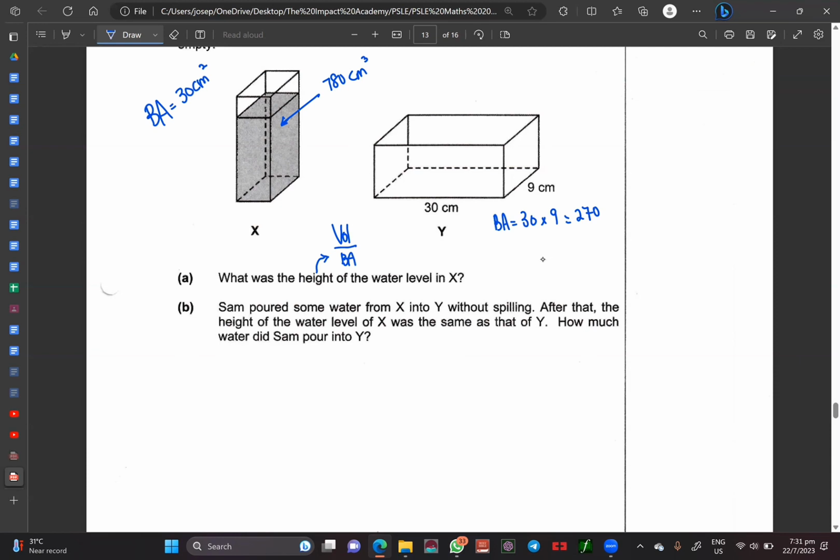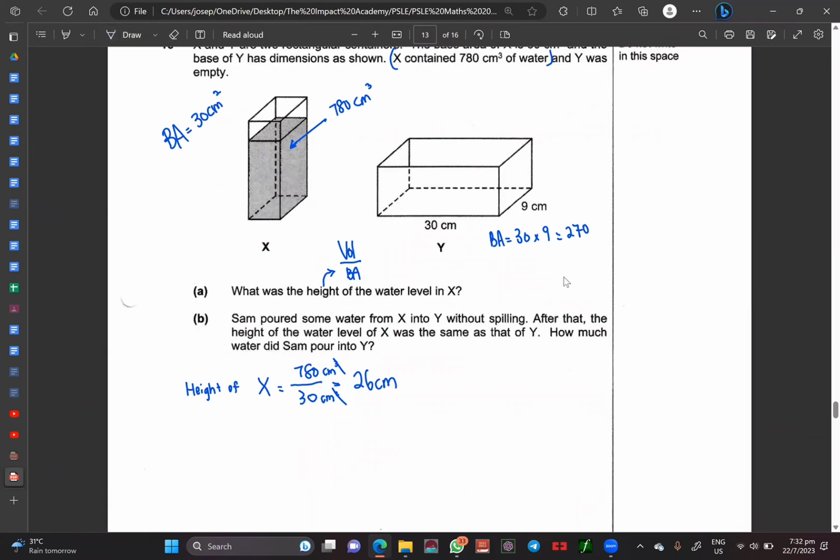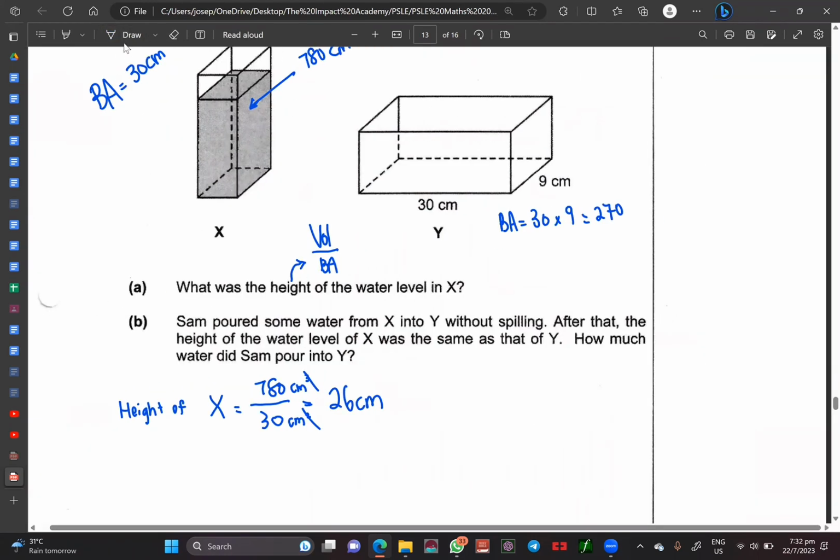Let's talk about the height of water level in X. So to find X itself, or in fact, I would say height of X would then be 780 divided by 30, and you get an answer of 26 cm. Now, I just want to show you something, okay? 780 is centimeter cube. This is cm square. So that's why when you cancel, you realize that this is cm to the power of 1, but we don't write cm1, we just put cm, okay?